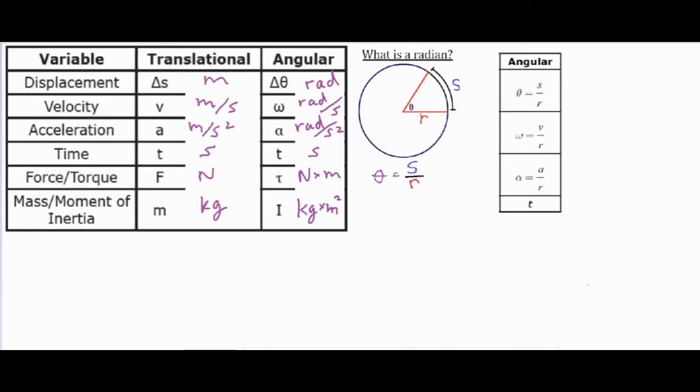Now, what you can do is you can use all the same formulas that you were using before, but just replaced with the new values for angular motion. For example, we have our theta equals theta naught, our initial displacement.